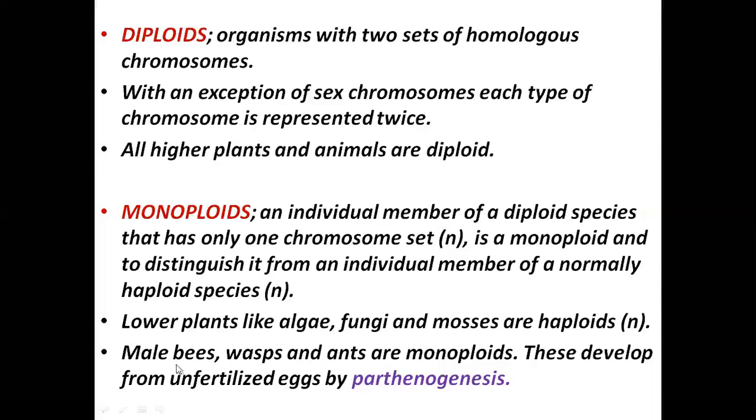What we need to understand here is the difference between algae and honeybees. In the society of honeybees, the female honeybees and the worker honeybees are diploid. But the male honeybees are haploid because they develop from unfertilized eggs by a process called parthenogenesis. Therefore, male honeybees, wasps, ants and certain insects are referred to as monoploids.